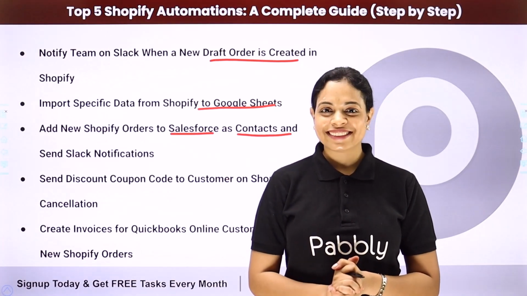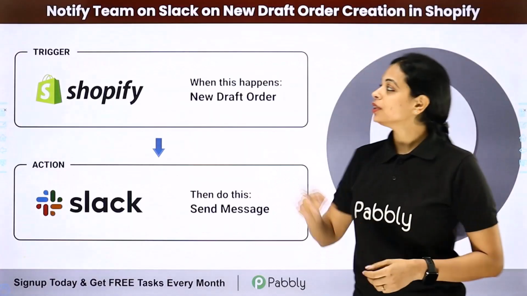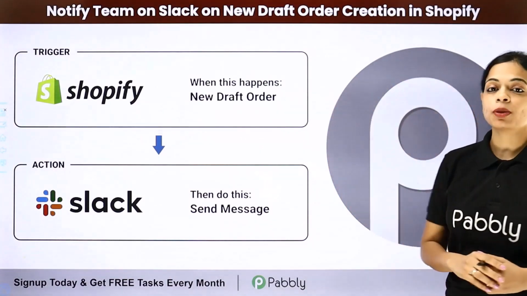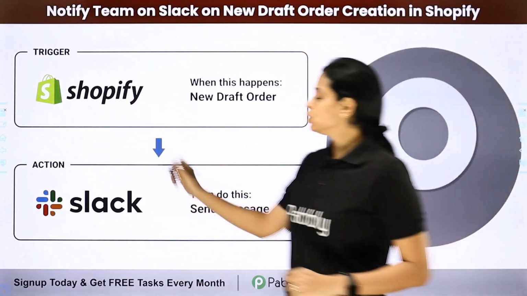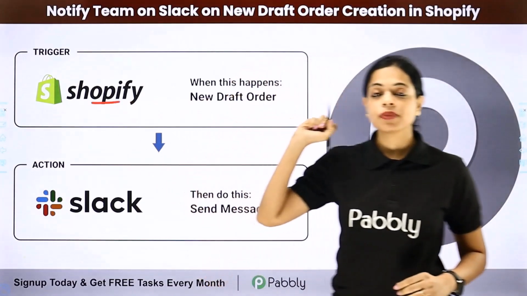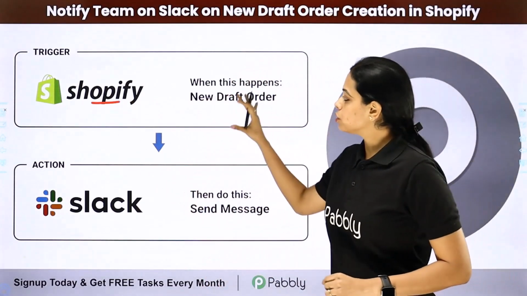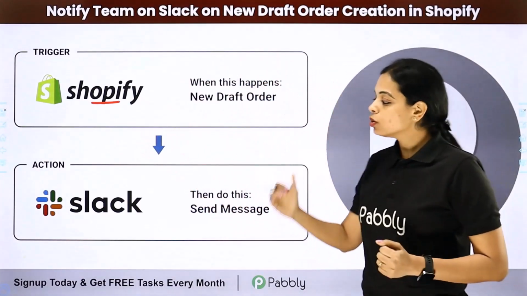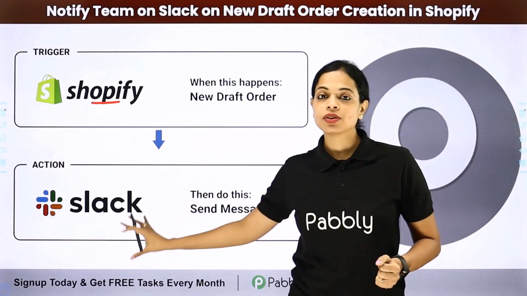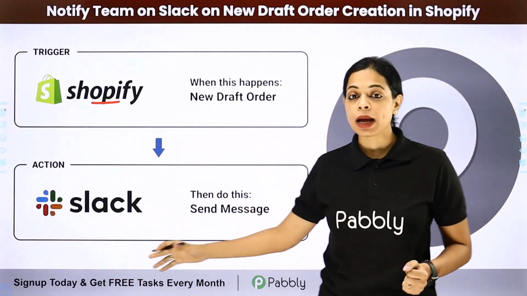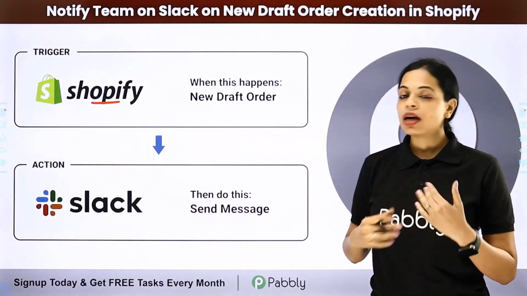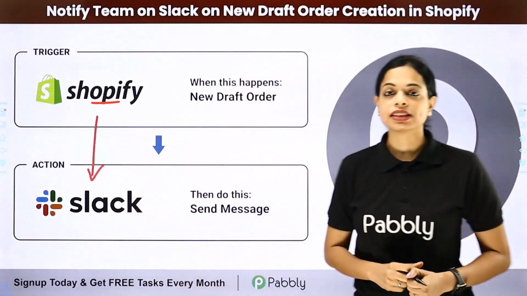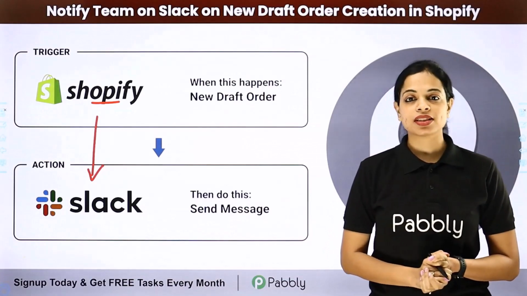So let's start. In this video, we are going to see how to notify your team on Slack on new draft order creation in Shopify. So let's say that you're using Shopify as an e-commerce platform. Every time a new draft order is created for any particular product, you want your team, which is sitting on Slack, a social messaging app, to be updated about it. Now, how can that be done? For this, you will have to set up some integration between the two applications, and the same thing can be done using Pabbly Connect software.